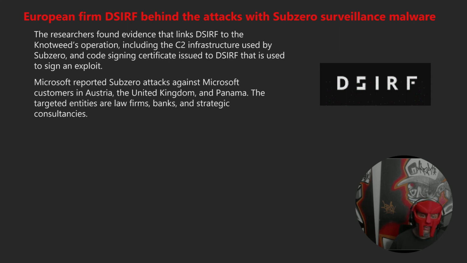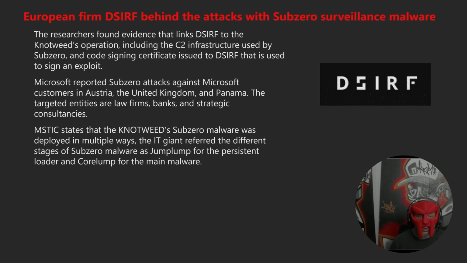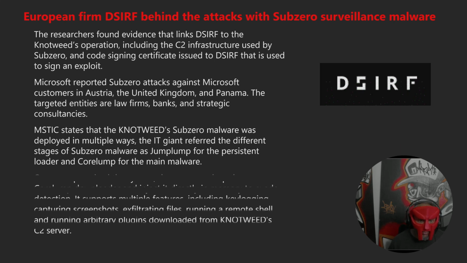Microsoft reported Subzero attacks against Microsoft customers in Austria, the United Kingdom, and Panama. The targeted entities are law firms, banks, and strategic consultancies. MSTIC states that Knotweed's Subzero malware was deployed in multiple ways. The IT giant referred to the different stages of Subzero malware as Jumplump for the persistent loader and Corelump for the main malware.